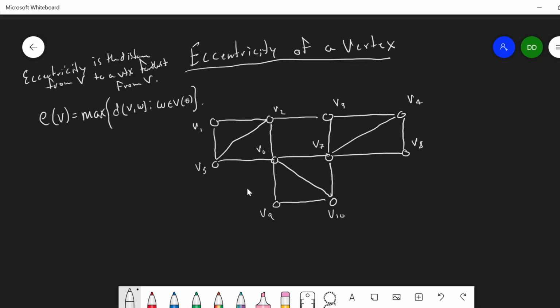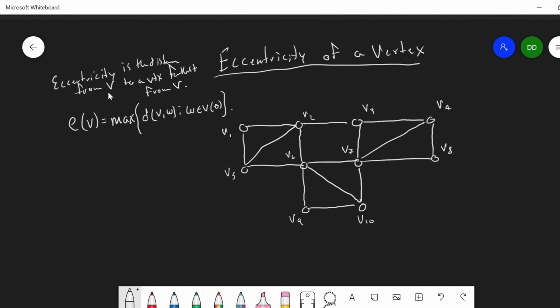So first off, what's the eccentricity of a vertex? This is the eccentricity of a vertex V in a connected graph. Again, we're going to assume our graph is connected. It's the maximum distance between V and any other vertex. It's the maximum of all the distances between V and any other vertex in the graph.